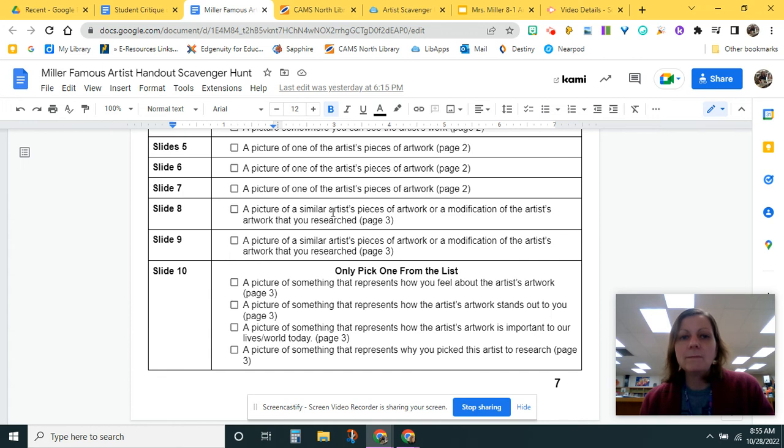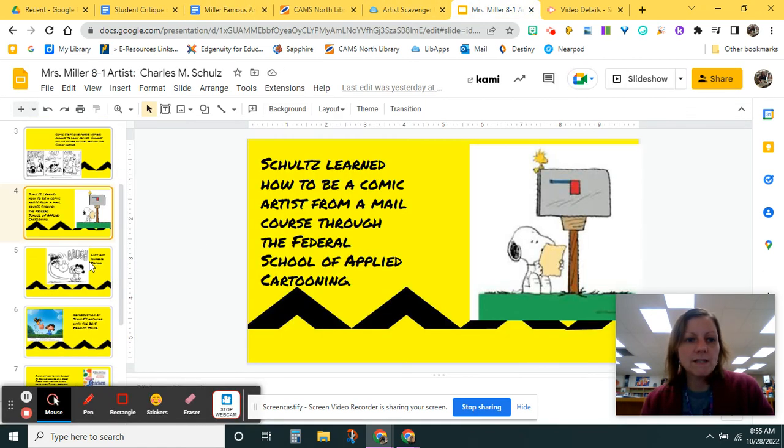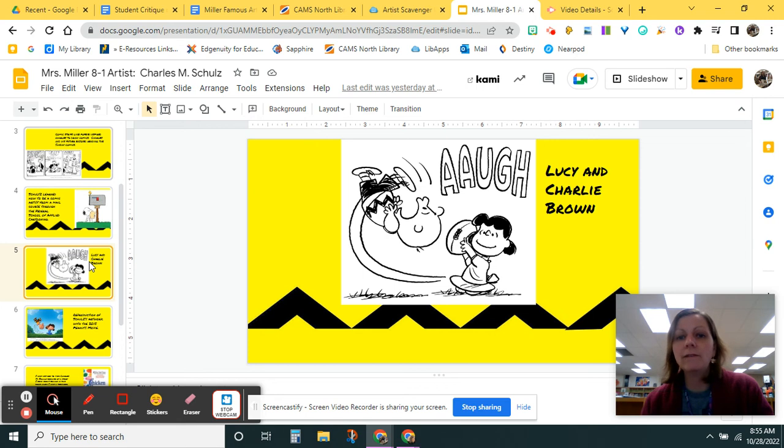Slide 5 needs to be a picture of one of the artist's pieces of artwork. So for my slide 5, I have this one of Lucy grabbing the football from Charlie Brown. Now, please be careful with some of the artists that you pick. If you pick Walt Disney, be careful to make sure that Disney created those characters and drew those things. Because, first of all, after a while, he had other animators drawing because he was into the theme park business and all of those things.